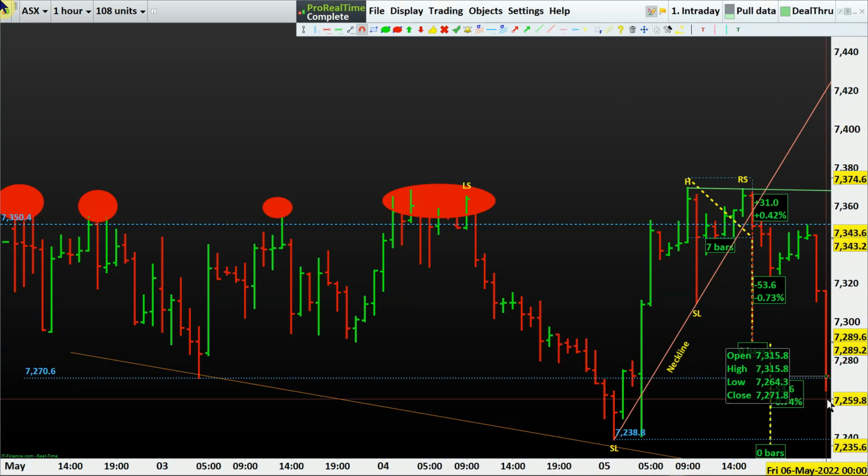Engulfing candle. It's a big bar. All sellers might be out. We don't know. All sellers.